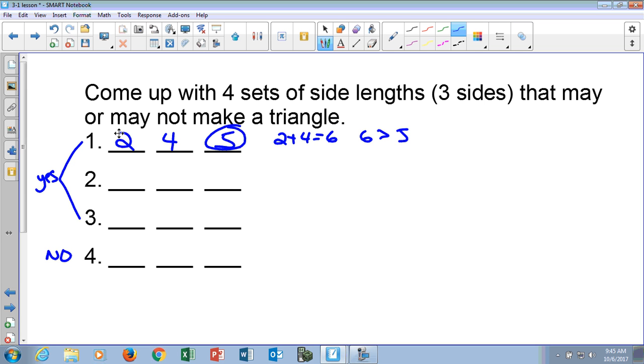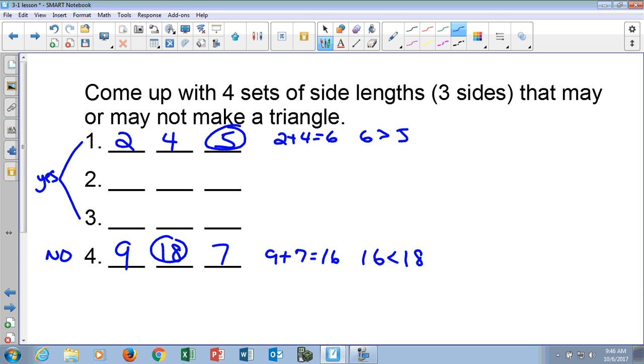Let's see, Philip? 9, 18, and 7. Okay, so here's our longest side, right? Is that a yes or a no? Okay. That was on your no triangle. Yep. Perfect. Because here's 9, 18, and 7. So 9 plus 7 is 16, right? And 16 is less than 18, which means that's a no, right? All right. Very good.